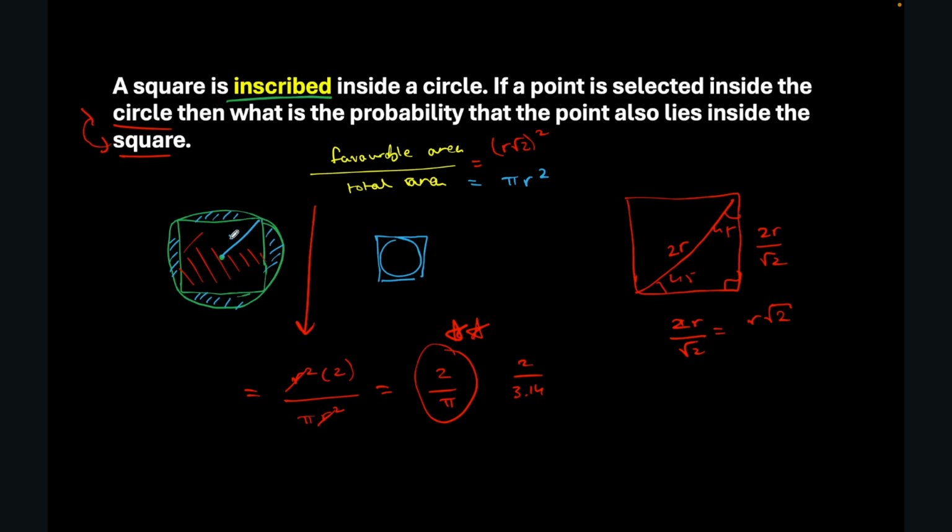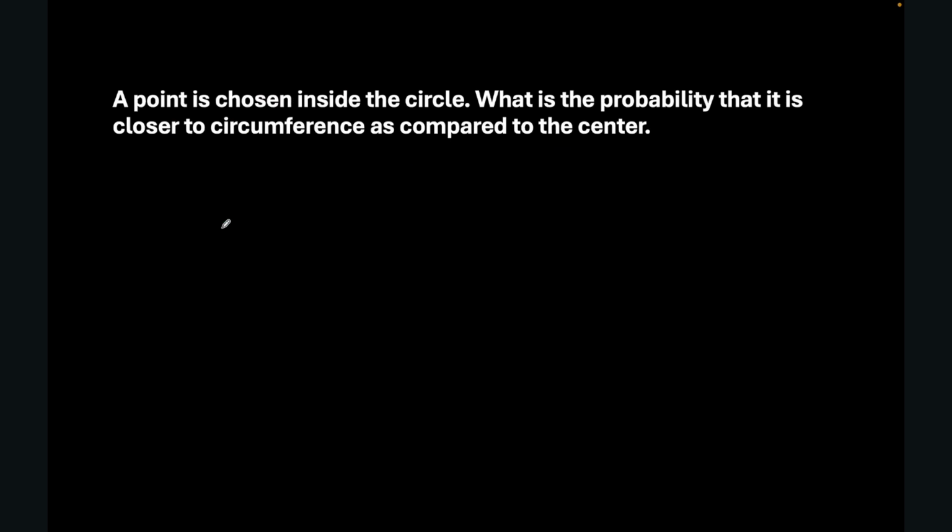The square is already inscribed inside the circle. Again, it's really unnecessary, but I'm trying to get the point home at this level. Okay. Next question.